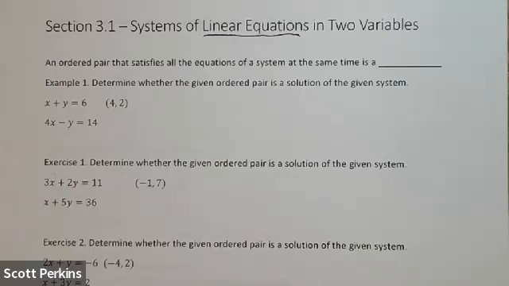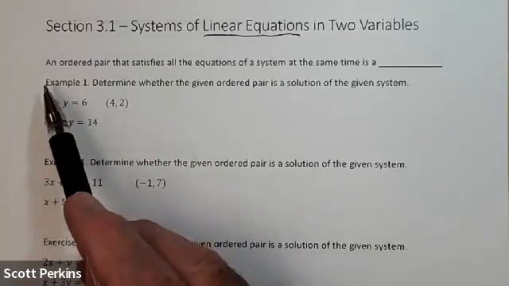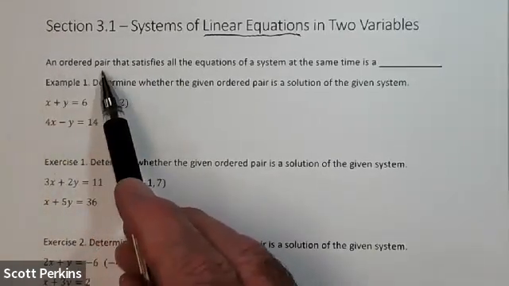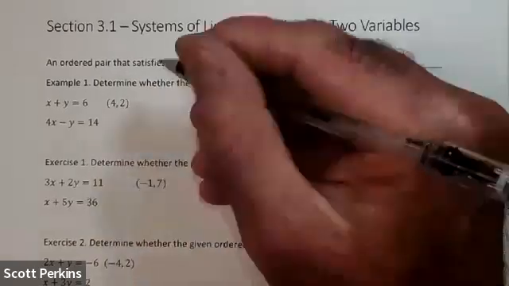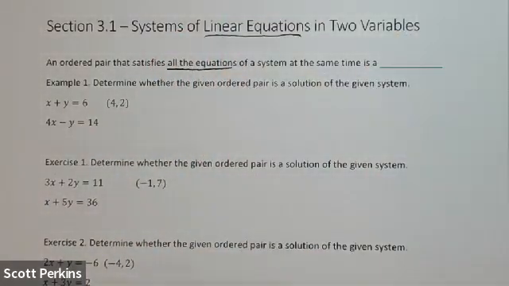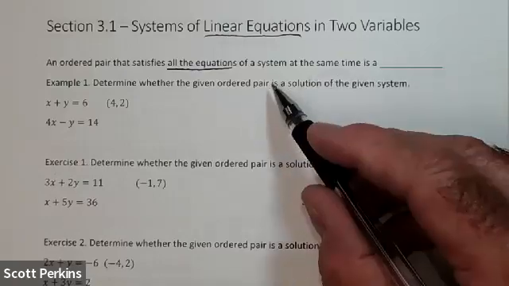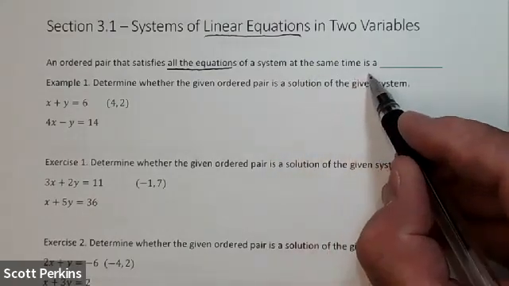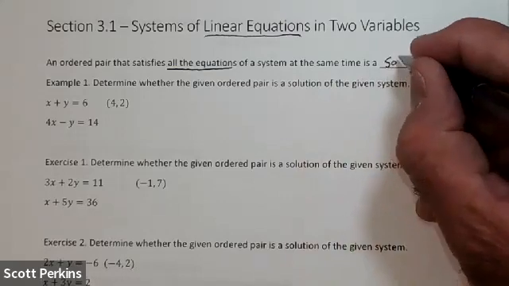Before we talk about solving, I want to highlight what it means for something to be a solution. What does it look like? Going back right above example 1, it says an ordered pair that satisfies all the equations of a system at the same time is called a solution.